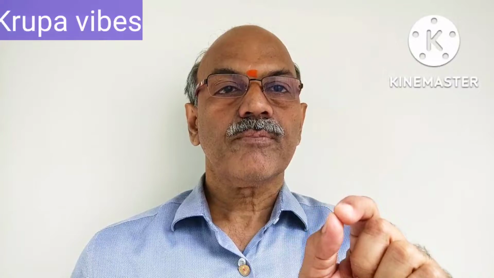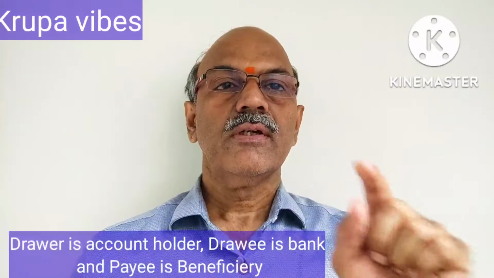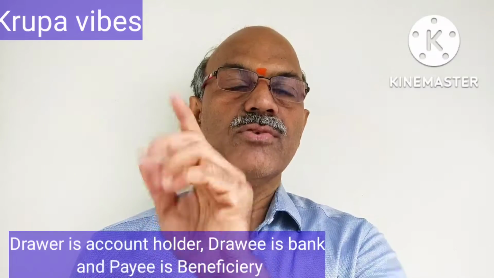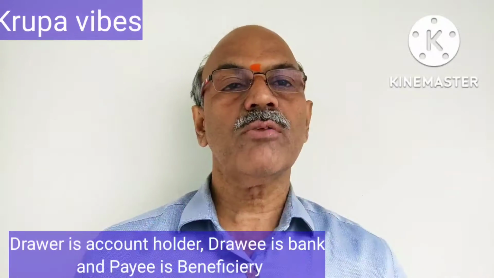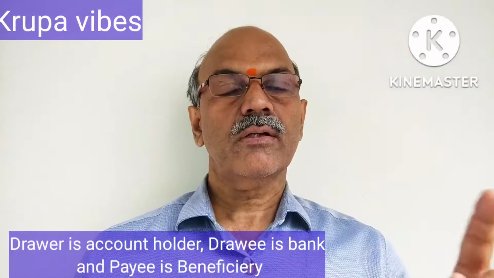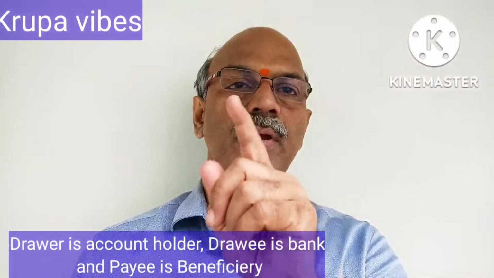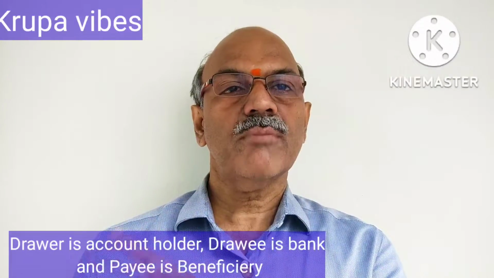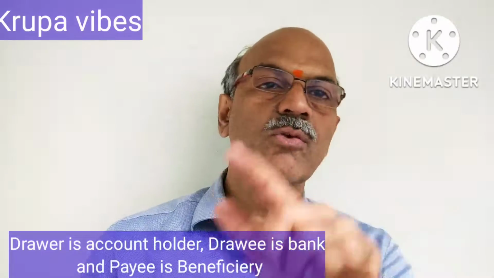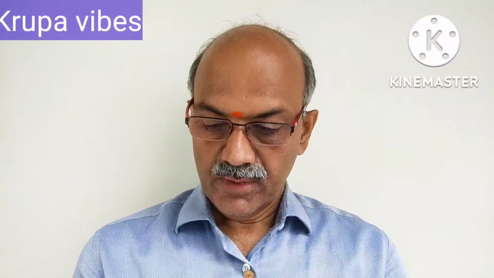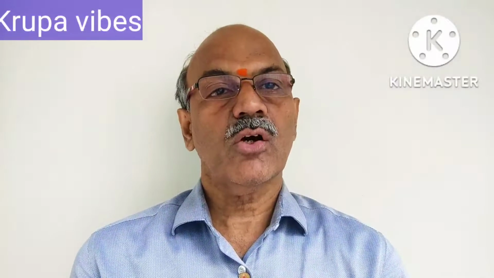The drawer of a check is the person who signs. The drawee is the bank. The payee is the beneficiary to whom the amount is being paid. Drawer, payee, the beneficiary, and the drawee, the bank. So these are the three parties involved in a check payment. There must be sufficient funds in the account.